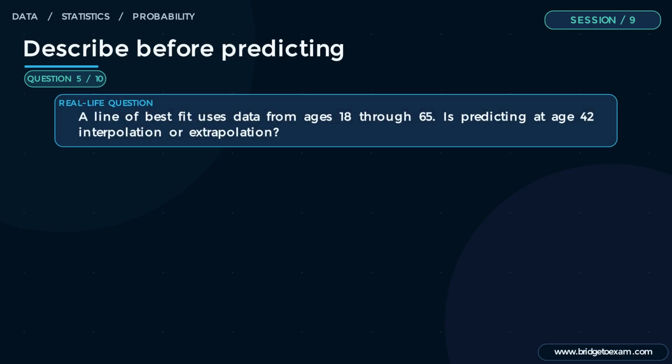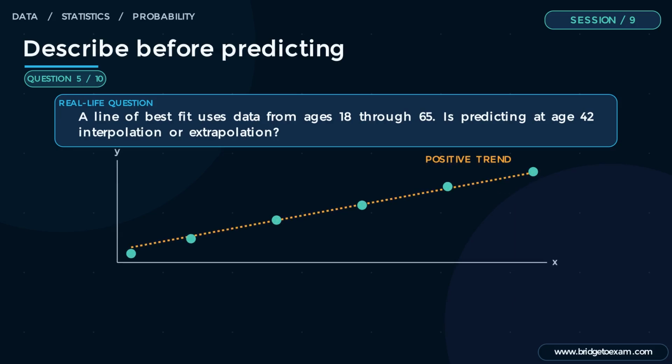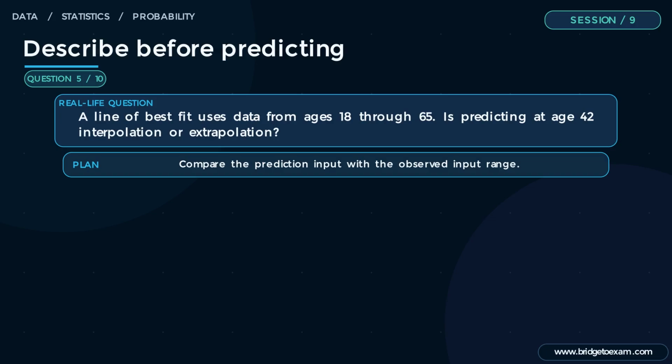Example 5. A line of best fit uses data from ages 18 through 65. Is predicting age 42 interpolation or extrapolation? The scatterplot reveals direction, strength, and any unusual point. Plan. Compare the prediction input with the observed input range.